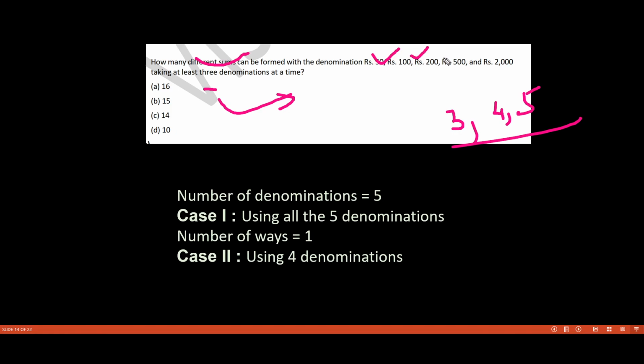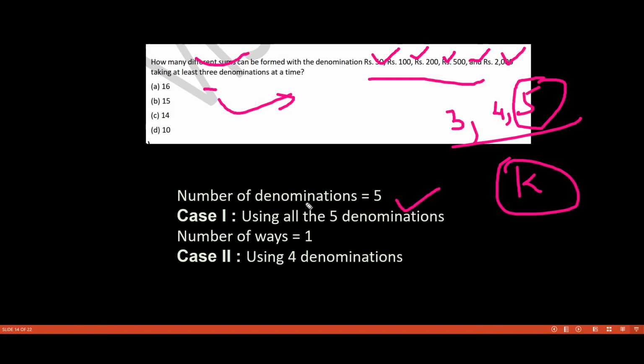Now we have 5 denominations in total. The number of ways in which we can select n different things is nCr. So, with 5 denominations in total, using all 5 denominations, the number of sums that can be generated is 1. So this is one case.